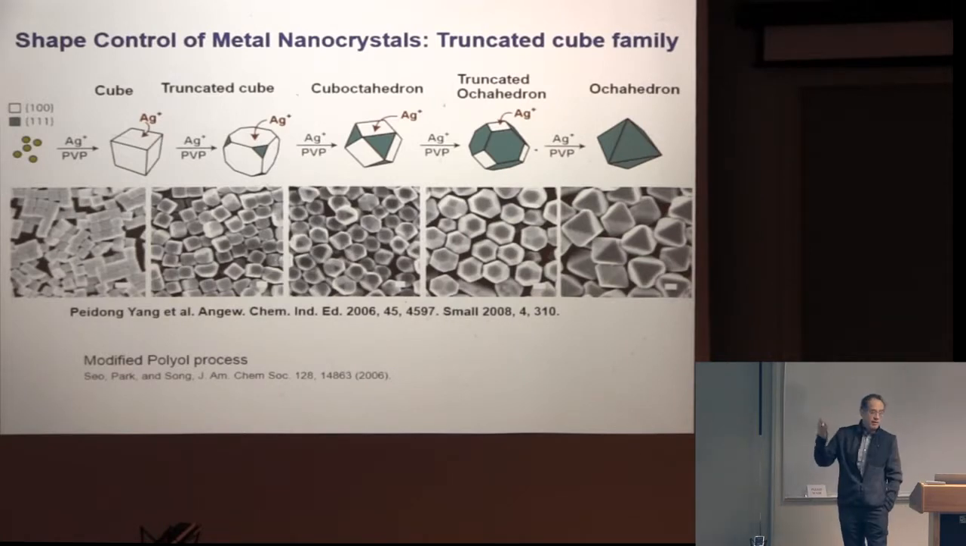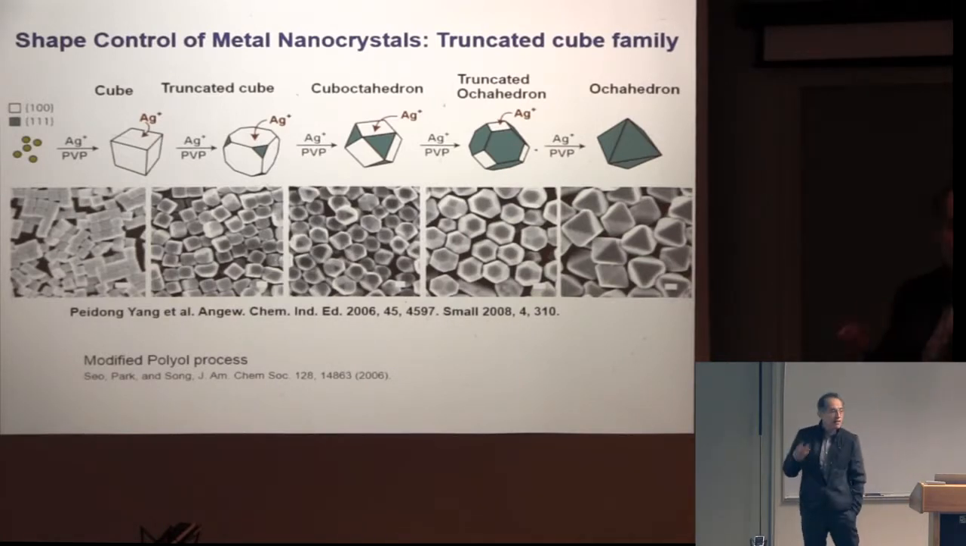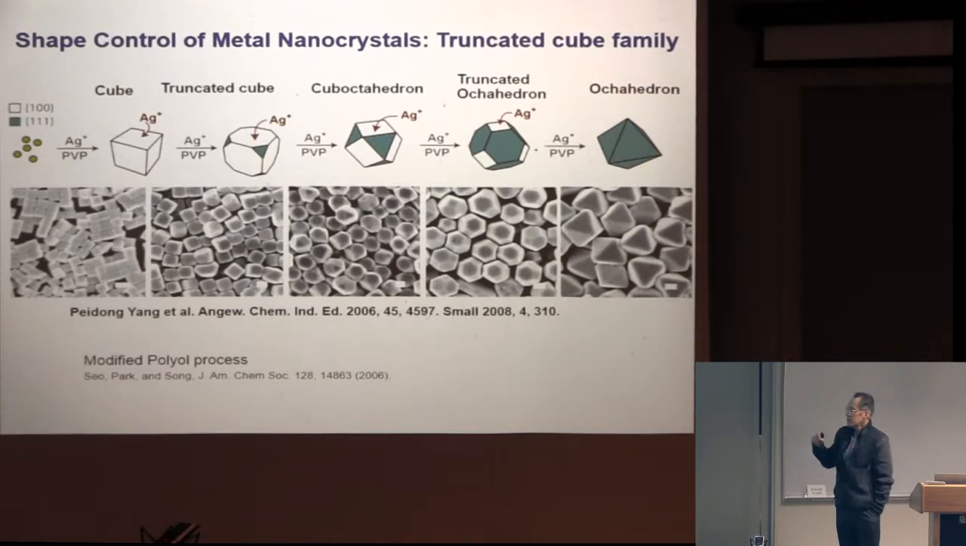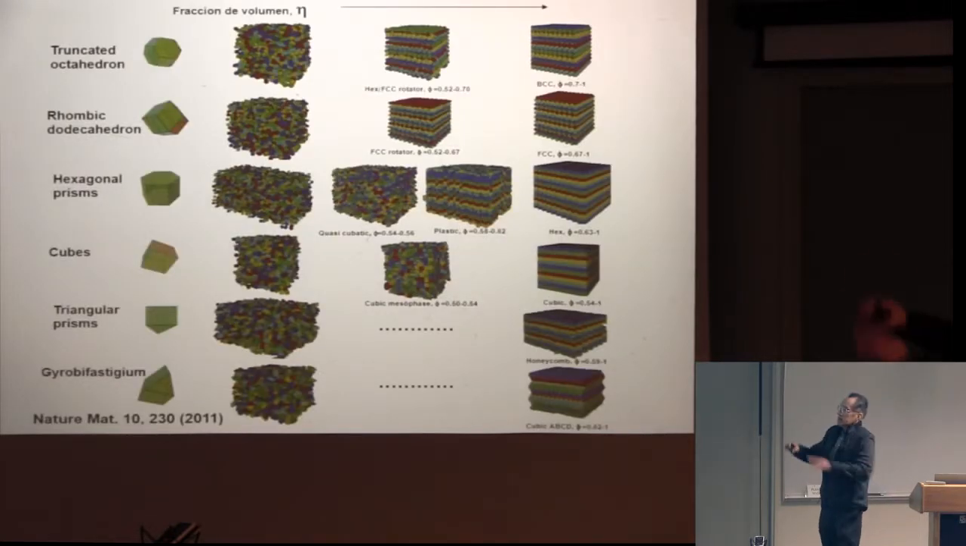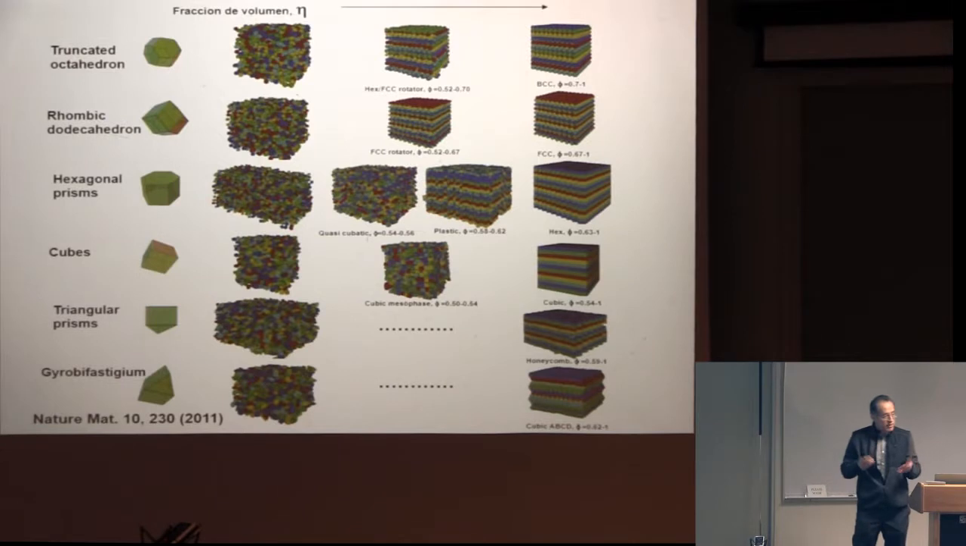This is just to illustrate the idea that nowadays it's very easy to make particles of different shapes using different synthesis techniques, such as, for example, this modified polydispersity process that produces this so-called truncated cube family that goes from cubes all the way to octahedra. For example, in this family, the cubes and the truncated octahedron are space filling, while the others are sort of near space filling. People can make them of different materials, of different sizes, and do a number of things with them. So this is just an example of some of the shapes that we studied.